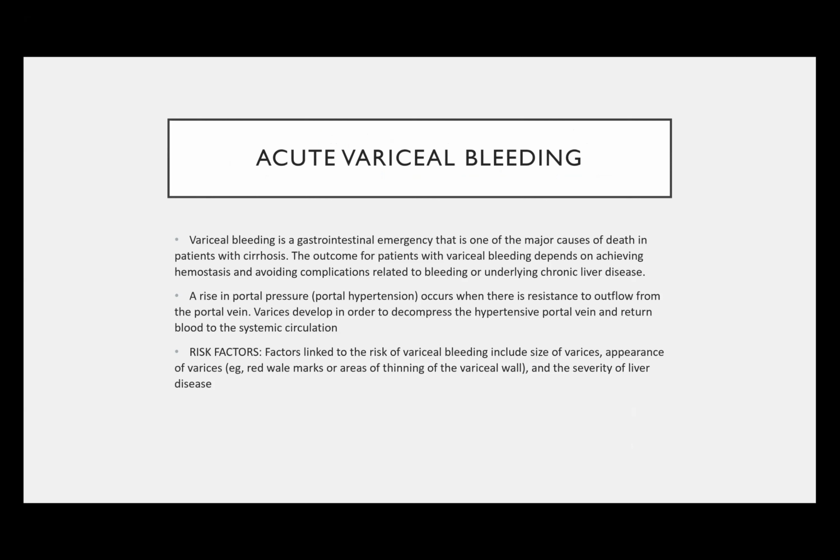So variceal bleeding is one of the major causes of death in the inpatient setting of cirrhosis patients. You obviously want to achieve hemostasis and avoid further bleeding in these types of patients. So again, portal hypertension is what eventually causes varices to develop. There are different types of risk factors that are a little beyond what you need to know at the hospitalist level and on the floors, but depending on the size of the varices, the appearance of the varices, and the severity of the liver disease, they're more likely to bleed than not.